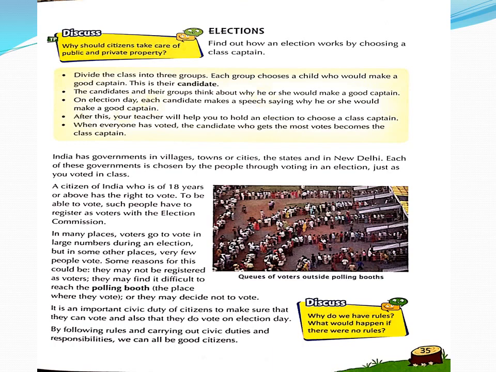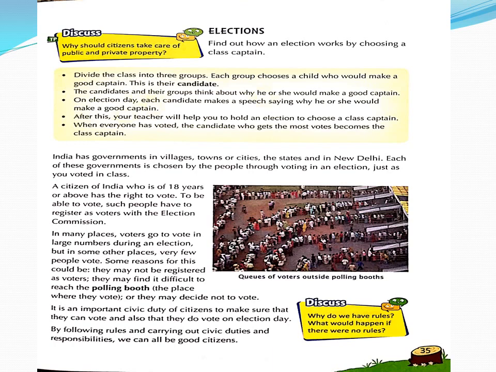Maybe in class 6 or in class 4 or in class 5 there are 5 sections, and in each section there are 30 students in a school. So in 5 sections there are a total of 150 students in class 5. Let us take the example of class 5. And from these 150 students we will have to choose one captain who will be considered the captain of the class and who will be known as class captain. How will we do it? Let us see how we can do it.